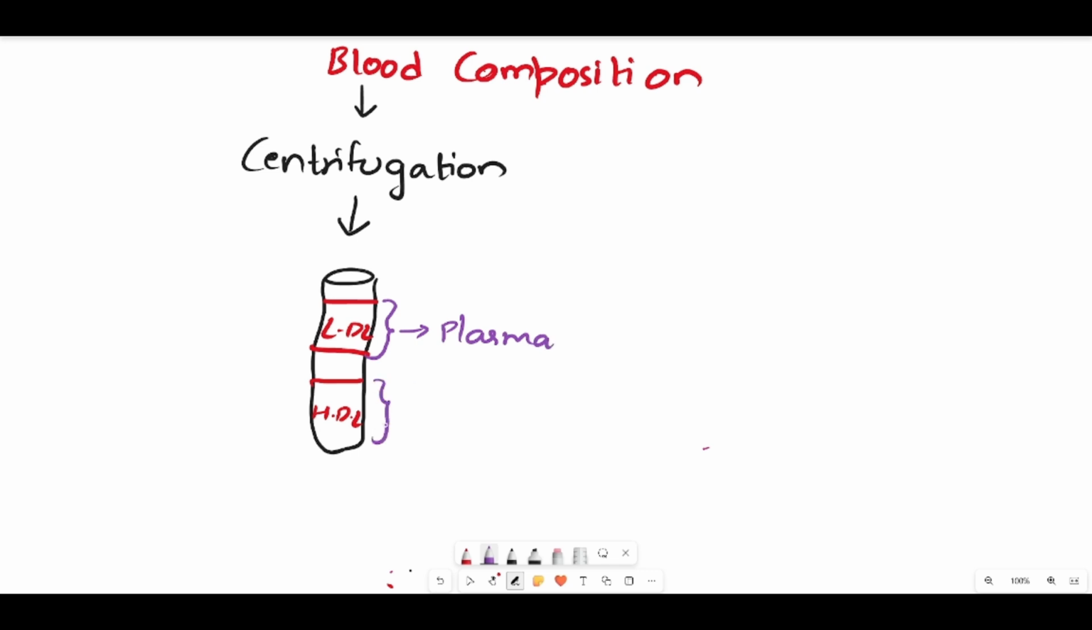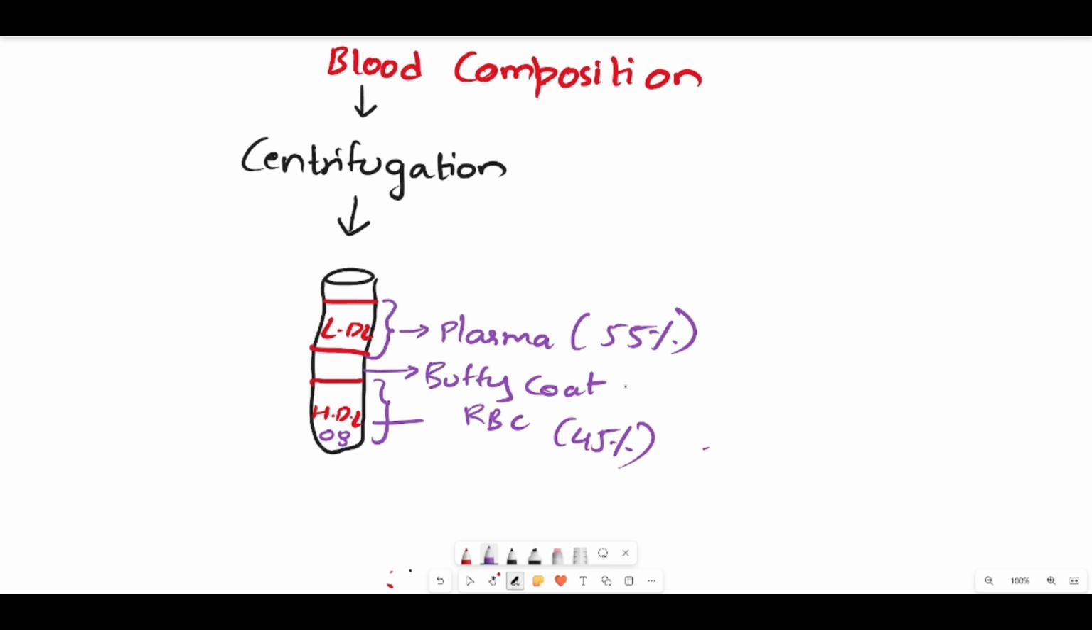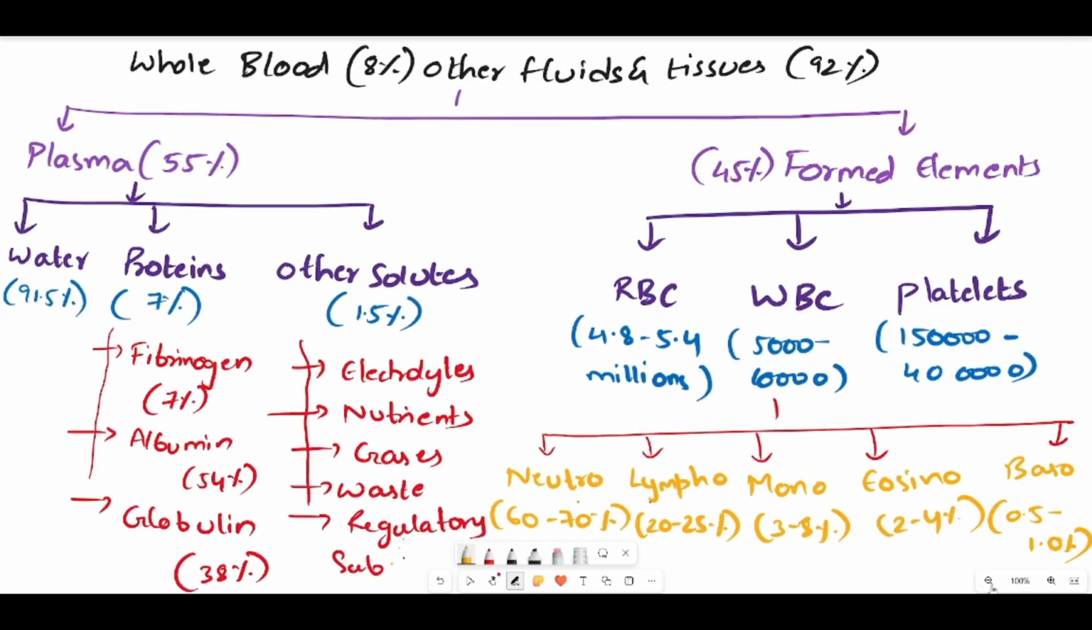And the high density layer generally contains the blood cells. So, this is called the RBC. And the middle layer, which is white color, is called a buffy coat. So, here we will be having 45 percentage of RBC, then 55 percentage of plasma, and this buffy coat mainly contains WBC and platelets. So this is the complete composition of the blood.